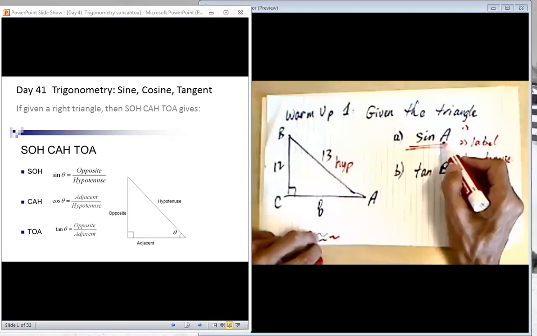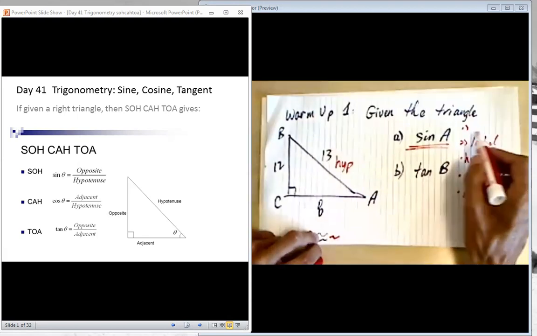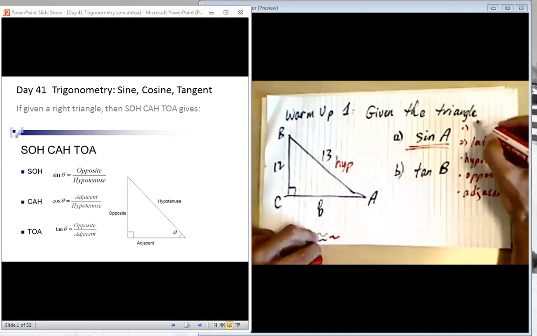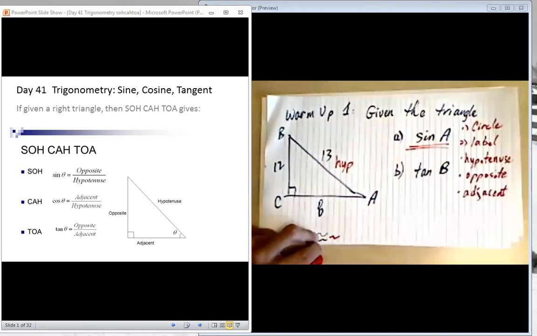So what I'm suggesting the first step is that what you want to do is put a circle around the angle that you're looking at. Okay, we're looking at angle A, put a circle around it. Okay, it seems minimal, seems basic, but it's a good idea.